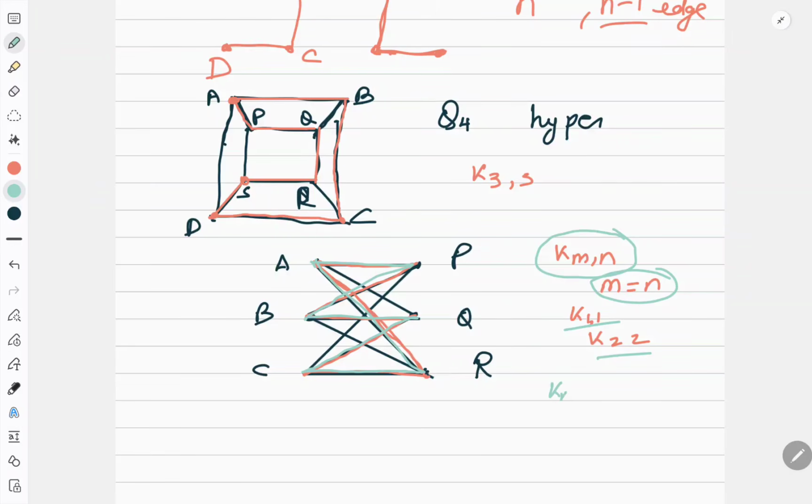Also, Kmn will be a Euler graph, or it will have a Euler circuit, only and only if m and n are even. Because in Euler graph we have read the condition that we will have a Euler graph or Euler cycle circuit only if the degree is even. That is what we discussed in the last video also. So if you have K22, it will be a Euler graph. If you have K44, it will be a Euler graph.